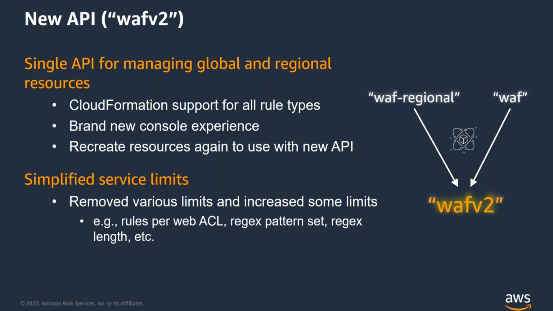On the console side, we now have a more intuitive design for managing your WAF resources. This new API uses a new console, whereas the old API maintains the same look and feel. We have also simplified our service limits so that you can create more rules and you're not restricted by our limits anymore. For instance, there is no longer a limitation on rules per web ACL, and you can write longer regex sets and pattern lengths.